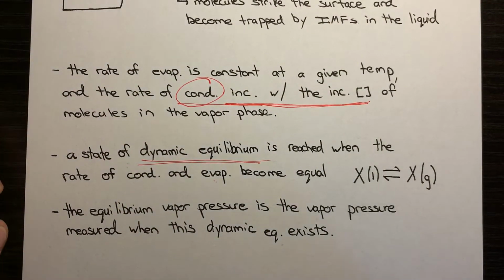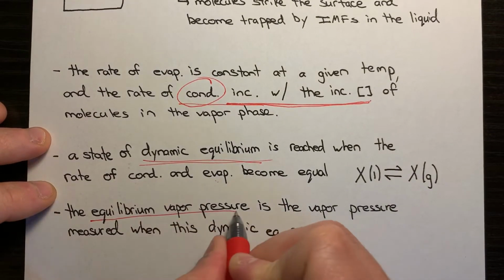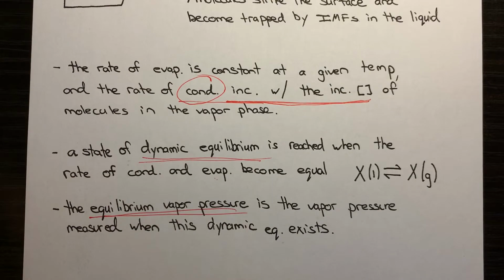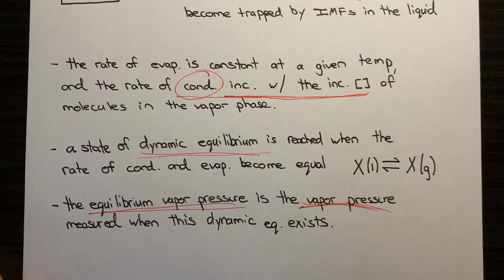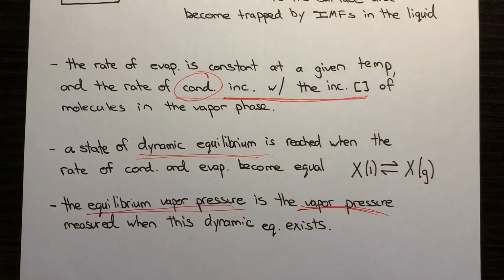The pressure that exists at this state of dynamic equilibrium, that's what we call our equilibrium vapor pressure. Okay, so if ever we're talking about equilibrium vapor pressure, that means that we've reached this state of equilibrium. Rate of condensation is equal to the rate of evaporation. And whatever the pressure is at that moment, that is the vapor pressure. So more often than not, we normally don't even call it the equilibrium vapor pressure. We normally just refer to it as the vapor pressure.